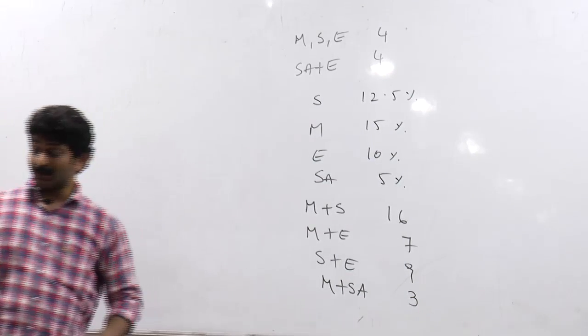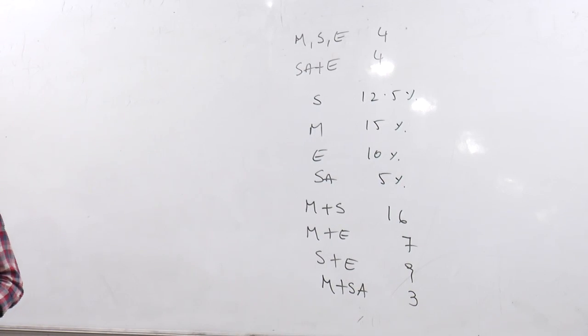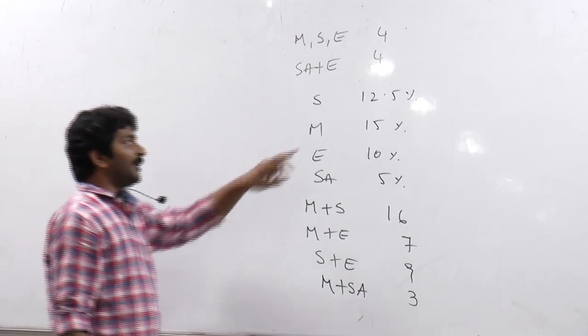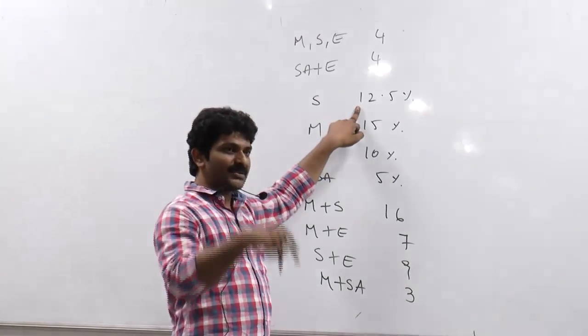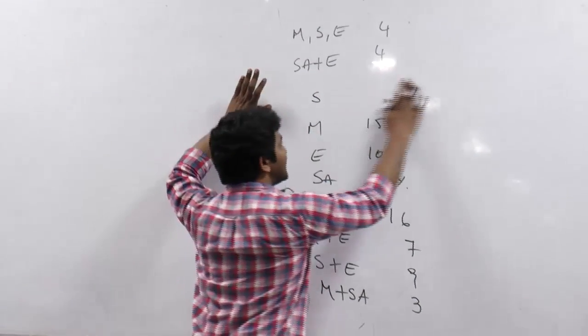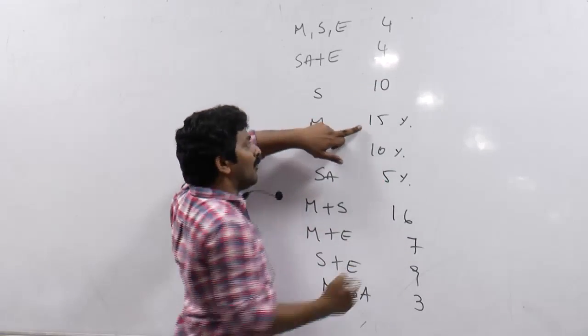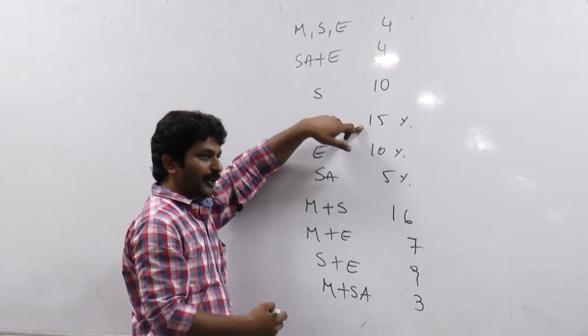Remaining. What is the total number of candidates here? 80. Out of 80, 12.5% in the sense 1/8. 1/8 in the sense 10. Out of 80, 10% is 8. 15% is 12.